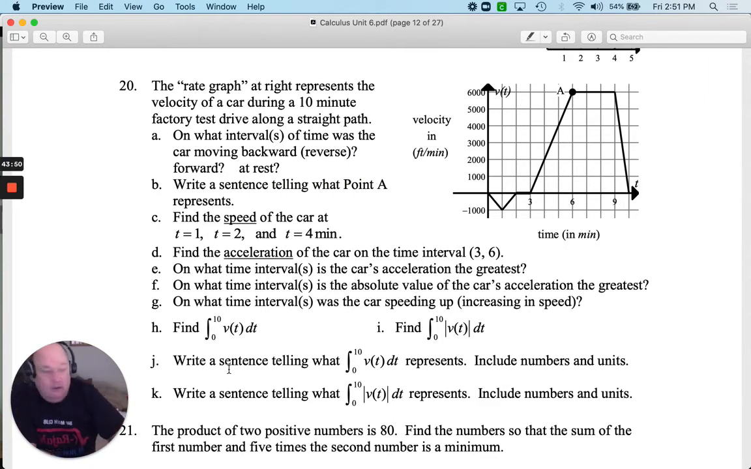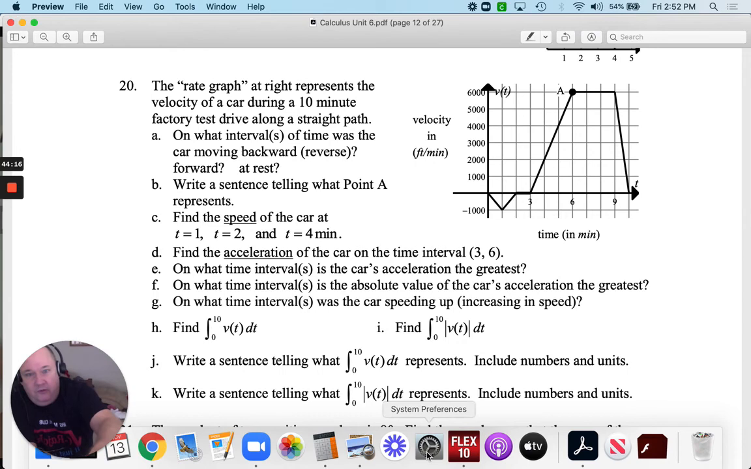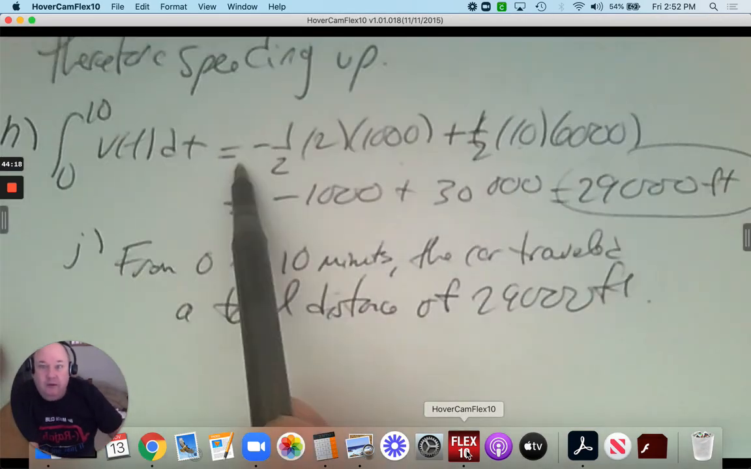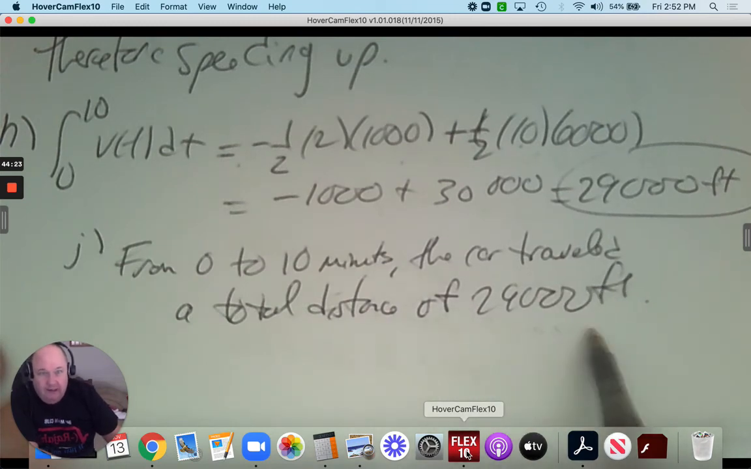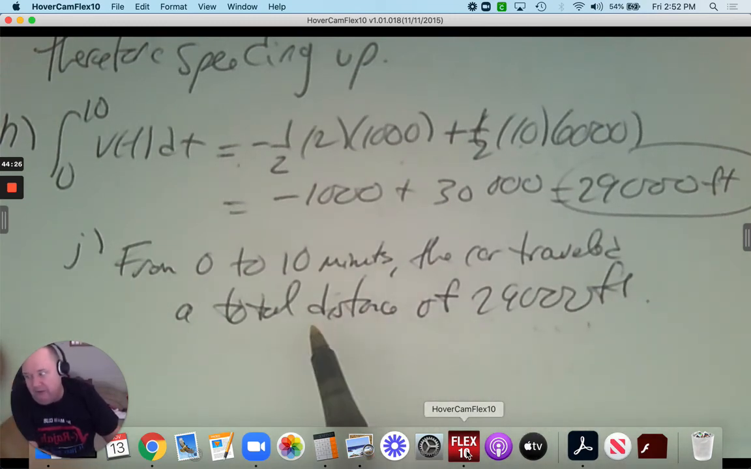Now, I'm going to skip to J, which says write a sentence. What does that mean? From 0 to 10 minutes, the car traveled a total distance of 29,000 feet because it's an accumulator. So I just did J to begin with. Here, 29,000, what does it mean? From 0 to 10 minutes, the car traveled a total distance of 29,000 feet. It accumulated the distance the car went.